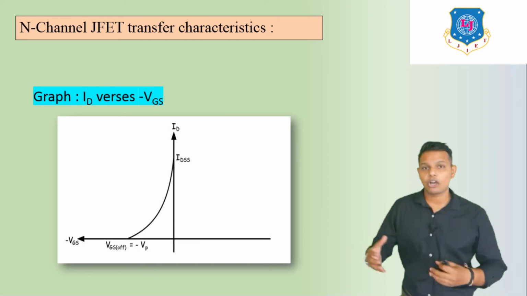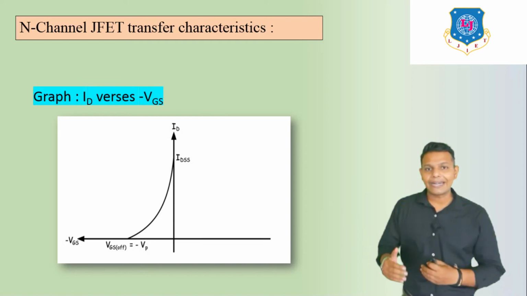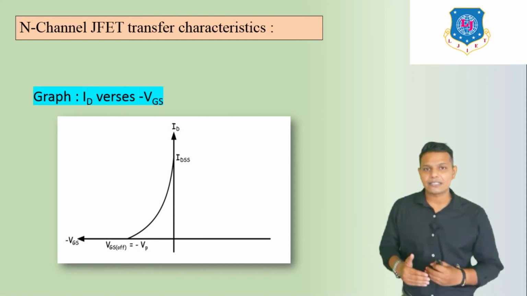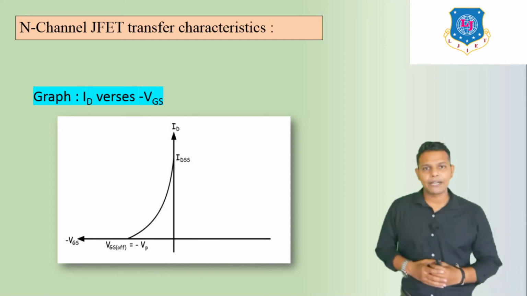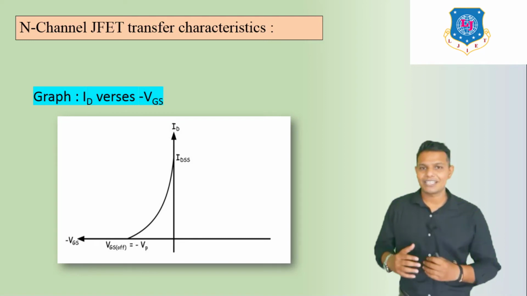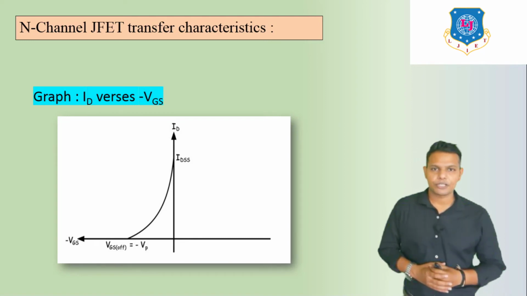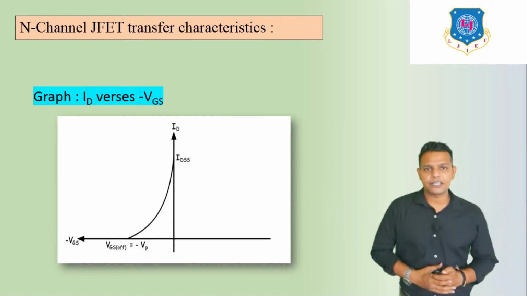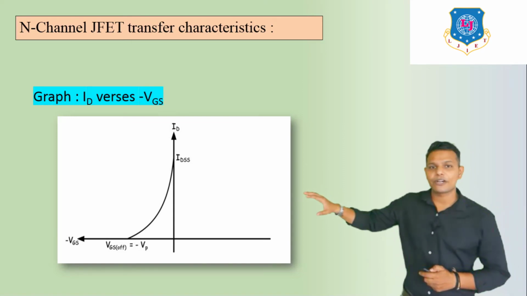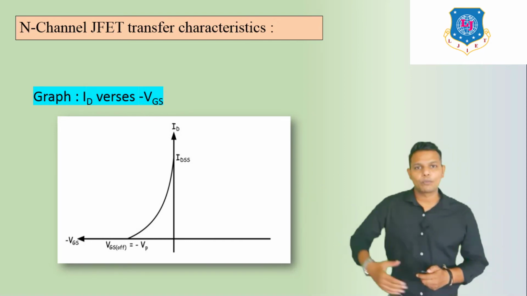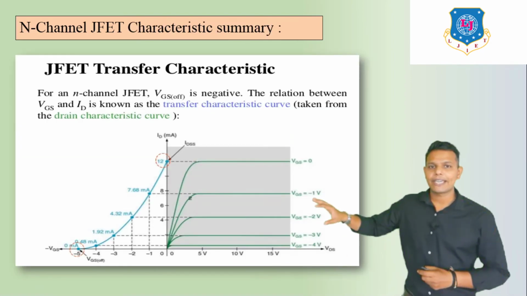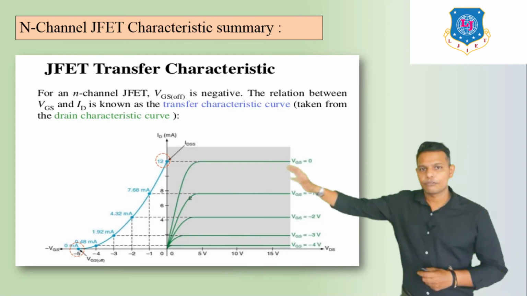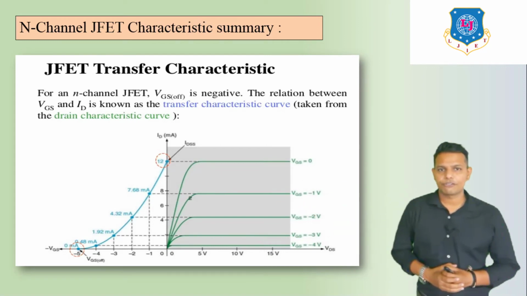So what is Shockley's equation? It is ID equals IDSS times (1 minus VGS upon VP) whole squared, known as Shockley's equation. So let us first discuss transfer characteristics. How can we plot transfer characteristics from output characteristics? We can conclude that from this graph.